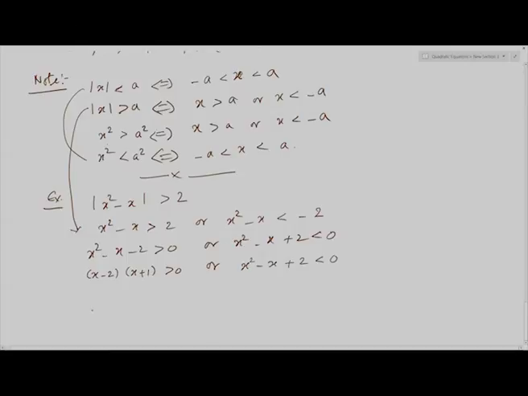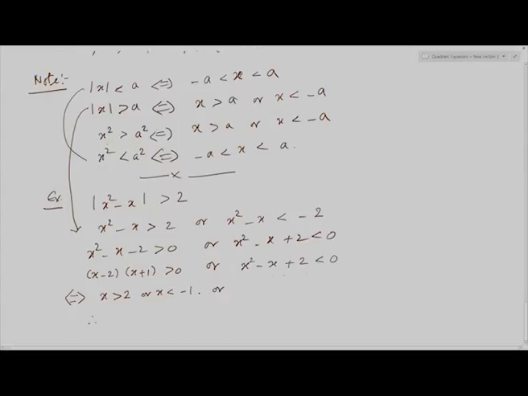Okay. This is true by, again, the sign graph, I am not repeating this. So, this is if and only if both terms should be positive or both terms should be negative. So, either x is greater than 2 or x is less than minus 1.